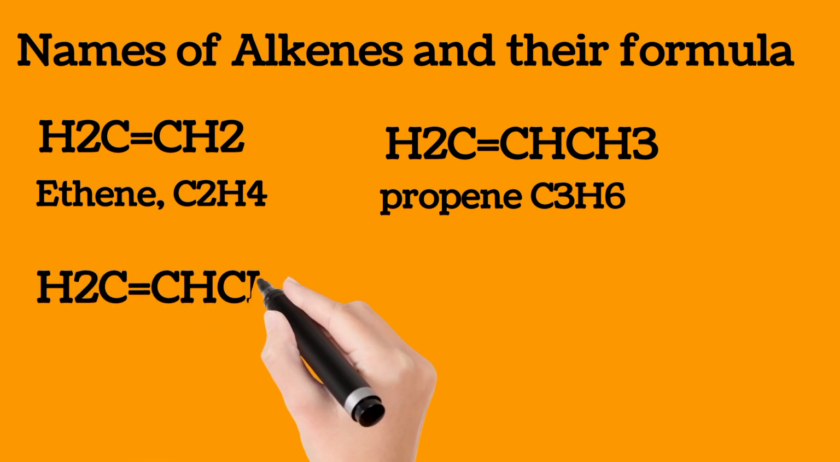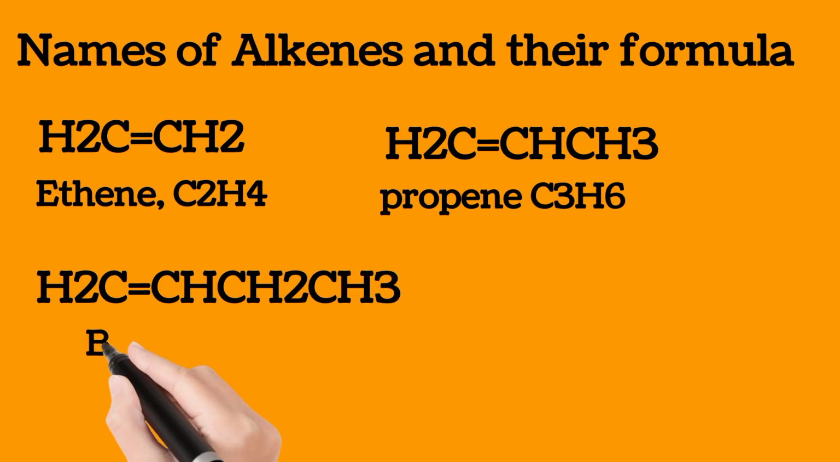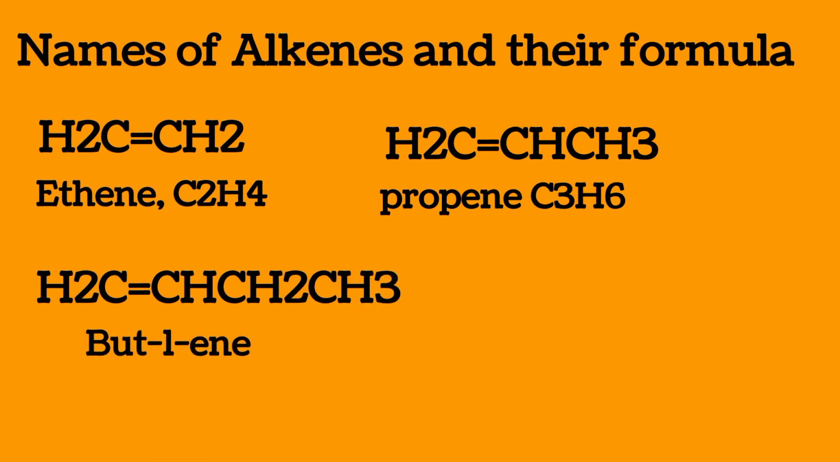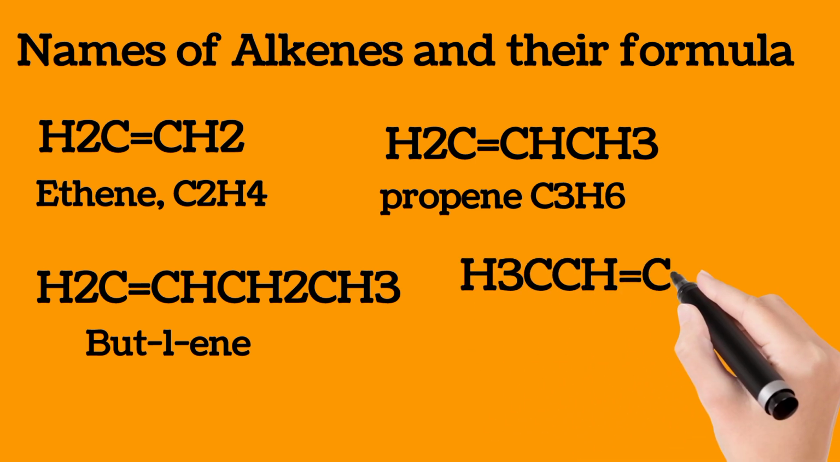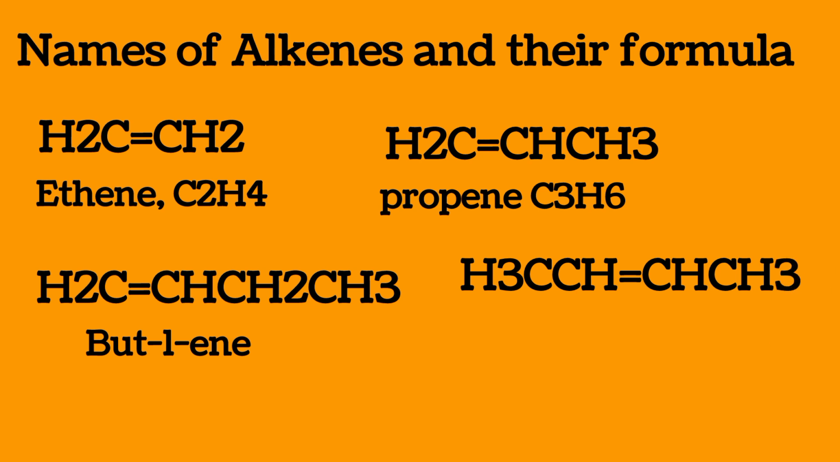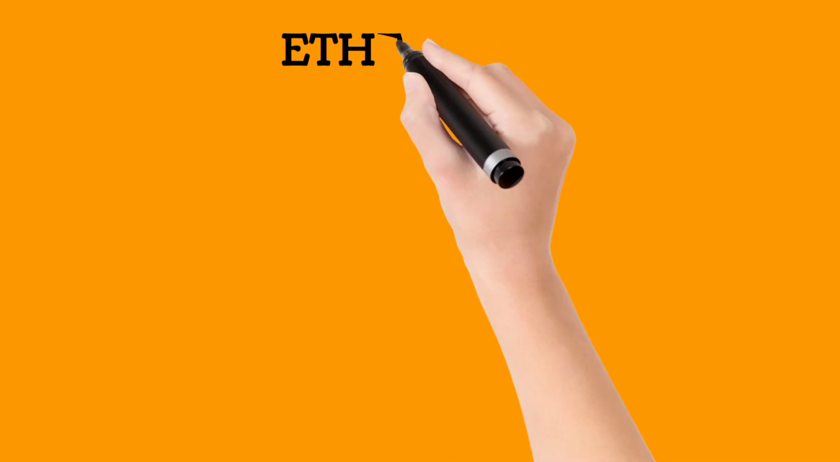We have but-1-ene, because the double bond is on carbon number 1, that is why it's but-1-ene. It's an example of an alkene. We also have but-2-ene, where the carbon double bond is on carbon number 2. We also have pent-1-ene, though the structure is not here. So these are common names of alkenes, formula and structure.